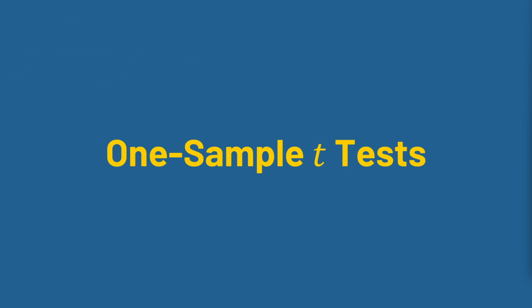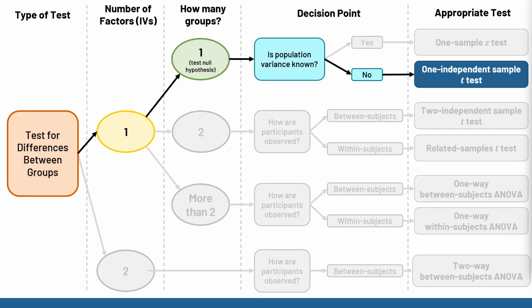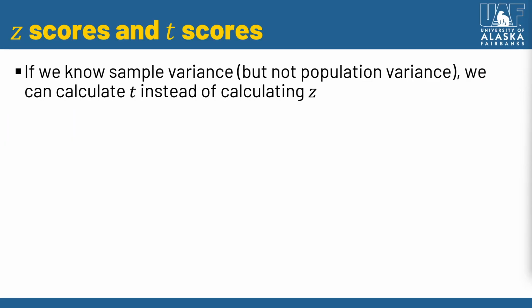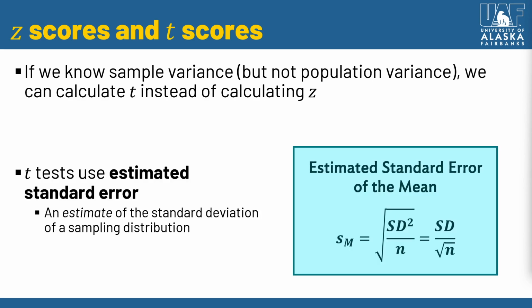Okay, so now let's move on to t-tests. I might move a bit quicker here because t-tests and z-tests, to me, they feel very similar, just with slight differences. And that, well, for starters, we don't know the population variance, right? That's the key difference between a z and a t. And so once again, if we don't know population variance, but we do know sample variance, which we pretty much always do, we can calculate t instead of calculating z.